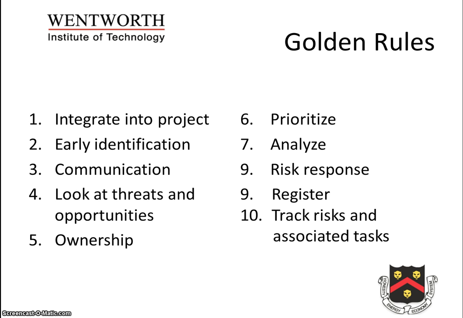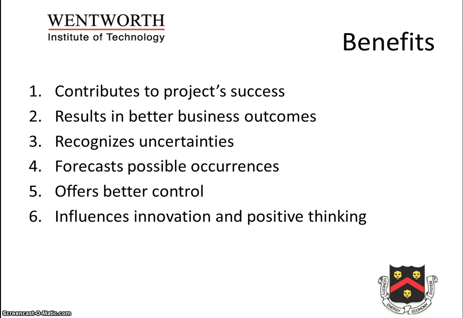According to Bart Jutte, Managing Director of Concilio, a consultancy specializing in project risk management, these 10 steps usually result in proper project risk management implementation. They include making risk management part of your project, identifying risks early in your project, communicating about risks, considering both threats and opportunities, clarifying ownership issues, prioritizing risks, analyzing risks, planning and implementing risk responses, registering project risks, and tracking risks and associated tasks.